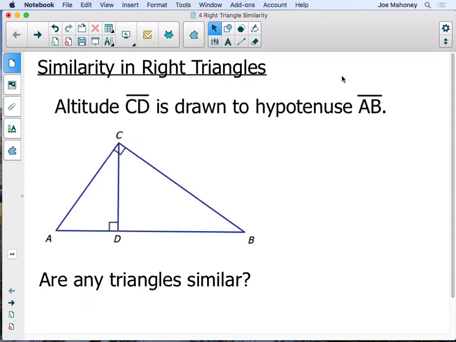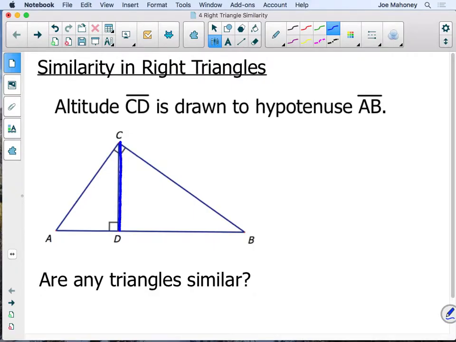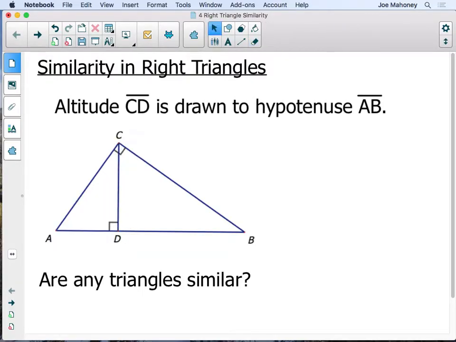So a couple neat things occur when you talk about similar figures that are formed from right triangles. In this figure here, altitude CD, remember an altitude is a segment that joins the vertex of a triangle perpendicular to the opposite side. So altitude CD is drawn to hypotenuse AB.